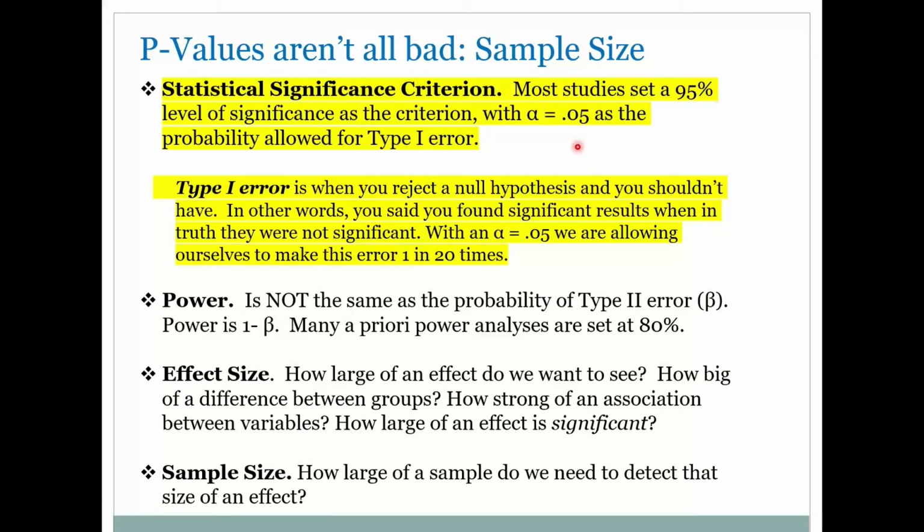So yes, they're not all bad, and I'm sure there's people out there that will argue all day that the p-values are wonderful, the end all be all. However, I think they have very many limitations. They're not altogether bad, but the effect size and the confidence interval are going to help.